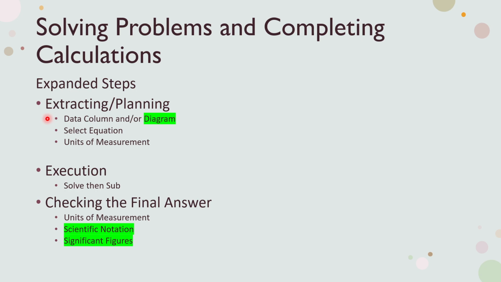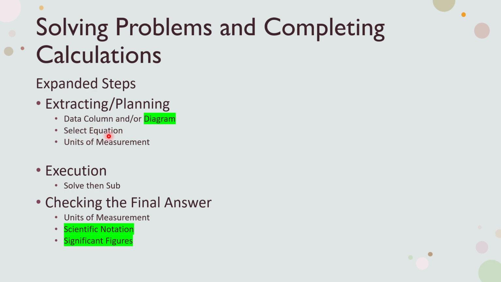So first step is still going to be creating a data column. But you'll notice that I've put here "and or diagram." Now, as we start to encounter more and more complex problems, especially when we move away from our one dimension, diagrams are going to become more and more important to visualize what's being described in a written question. Sometimes you're given a diagram, sometimes you're not. A lot of the time, the diagram is going to be really, really helpful for you to organize your thoughts and can be used in conjunction with a data column to support that data extraction phase.